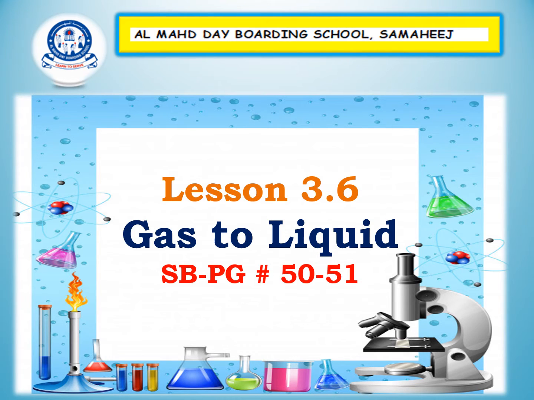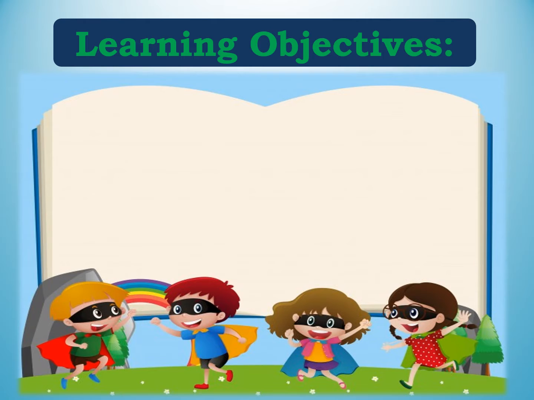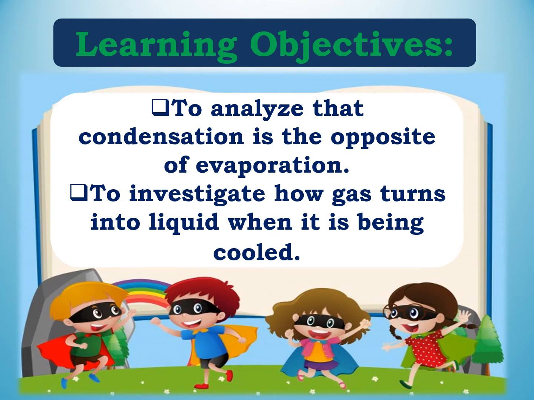Today, we're going to learn about Lesson 3.6, Gas to Liquid. On your student book, it is on page number 50 to 51. The learning objectives of this lesson: first, to analyze that condensation is the opposite of evaporation. Second, to investigate how gas turns into liquid when it's being cooled.